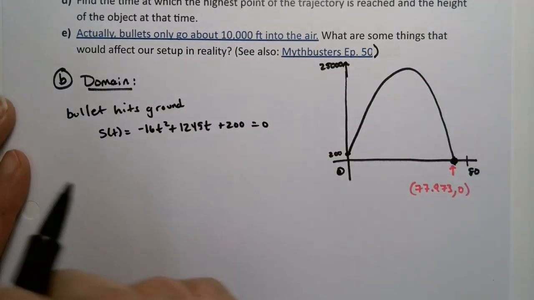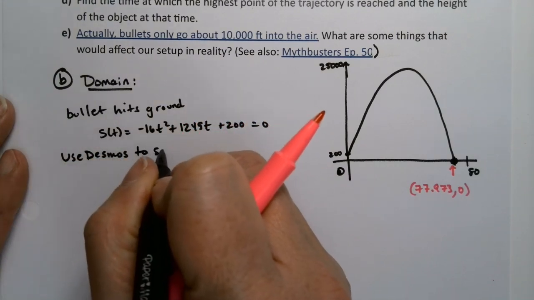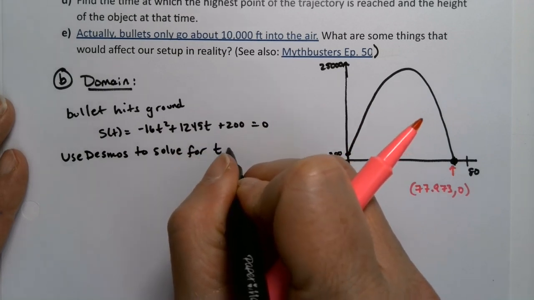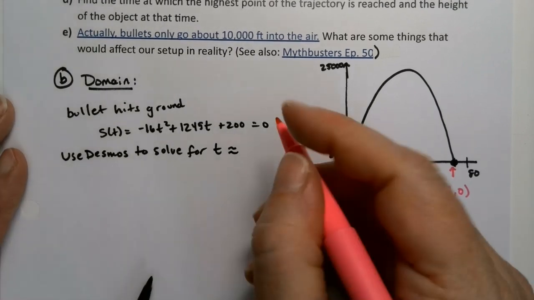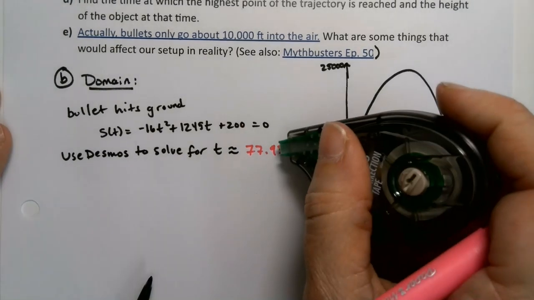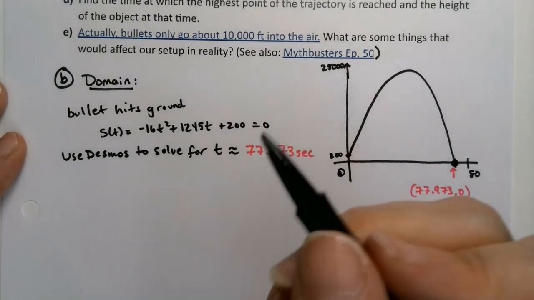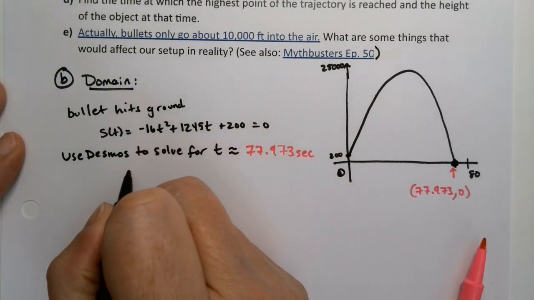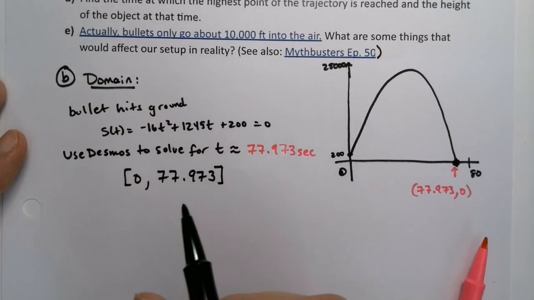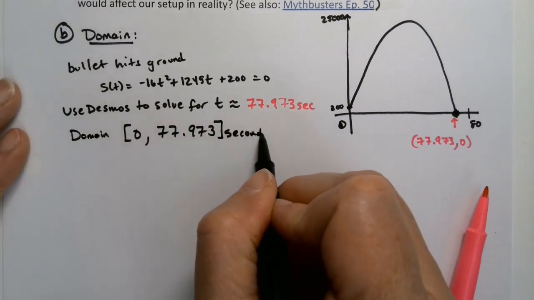And that happens at, we use Desmos to solve for t. Otherwise you have to use the quadratic formula and do it all by hand. And we find that it's about 77.973 seconds. Therefore, the domain would be 0, 77.973. And keep in mind, both of those would be seconds because you're talking about t.